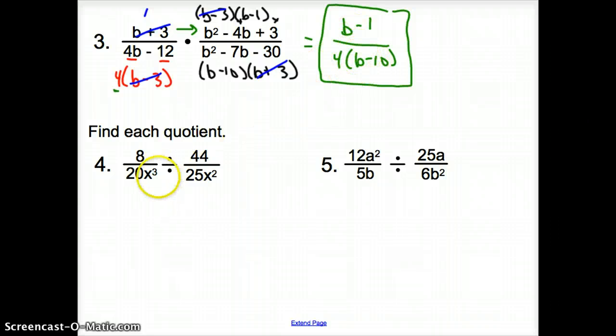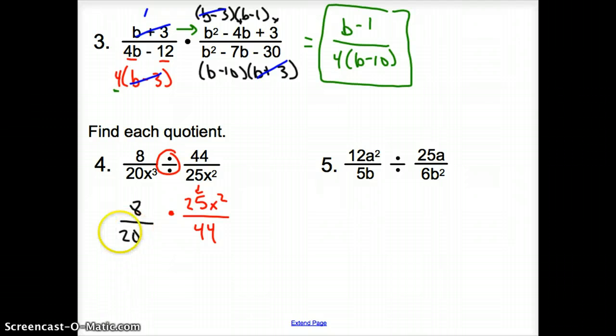Leave it as is. Now with 4, we are asked to find the quotient. Well, ladies and gentlemen, what changes with quotient? When we divide two fractions, we have to change this to a multiplication sign and then flip that fraction. So we flip it, and now 25x squared goes on top and 44 goes on the bottom. Then we're still going to bring down 8 over 20x cubed. Once you flip and multiply, it's the same exact thing as before.